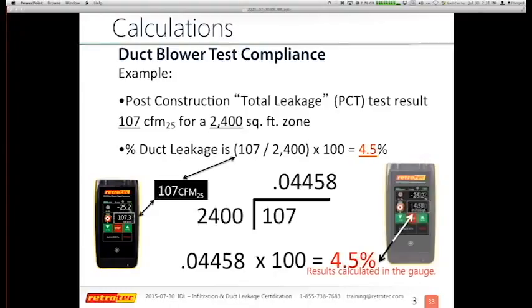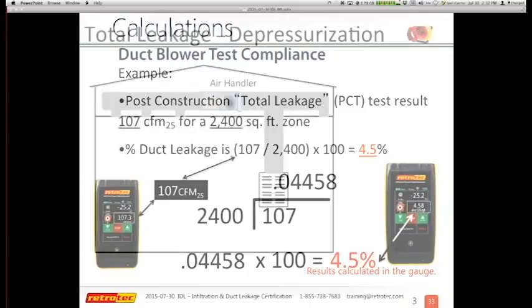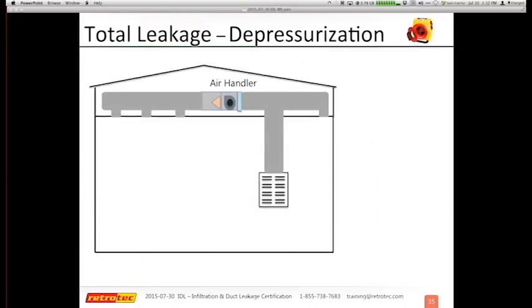One of the things you can also do is calculate those results in the Retrotec gauge automatically. That's a nice feature. If you're taking your test, I can get the CFM I needed and just change my results and get the CFM per 100 square feet directly in the gauge. So those are just nice features that Retrotec offers.